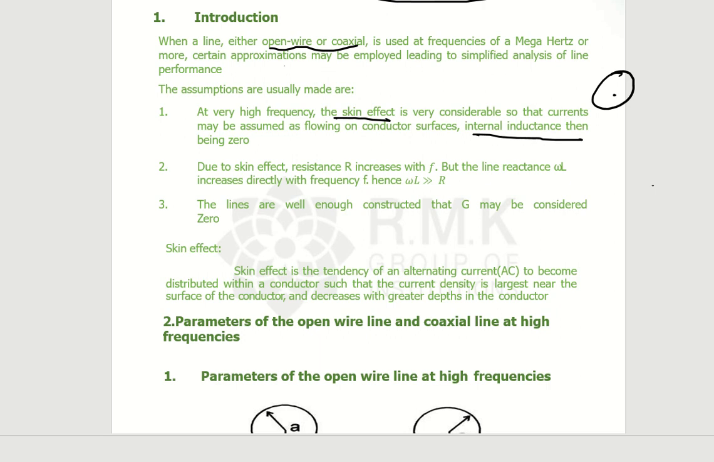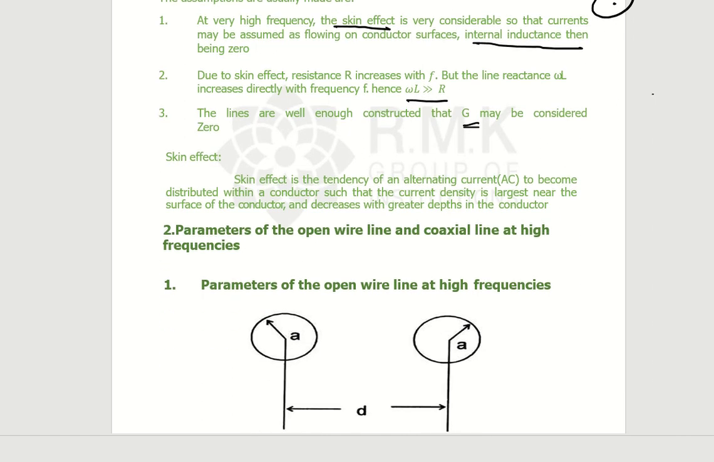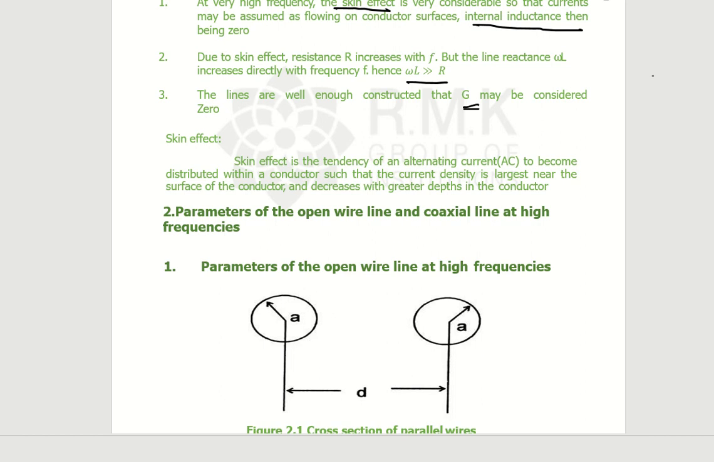Due to the skin effect, the resistance R will increase with the frequency f, but the line reactance omega L increases directly with the frequency f. That is, omega L is very much greater than R. The lines are well enough constructed that G, that is conductance, may be considered as zero. Then we are going to see some parameters related to the open wire line and coaxial line at high frequency.